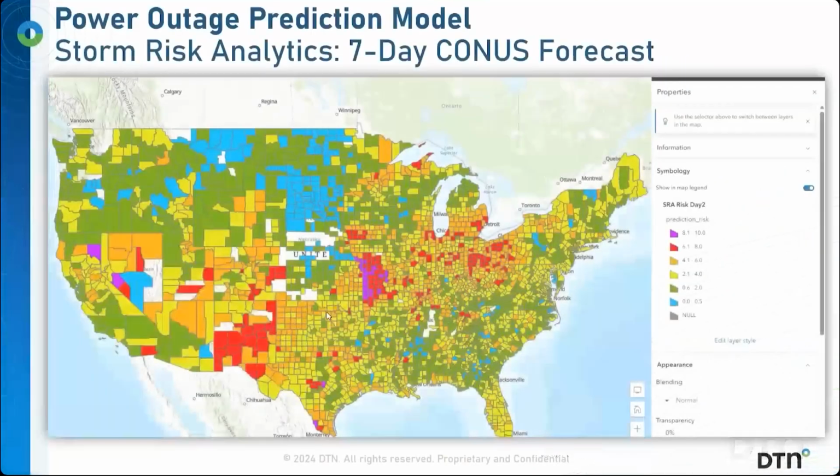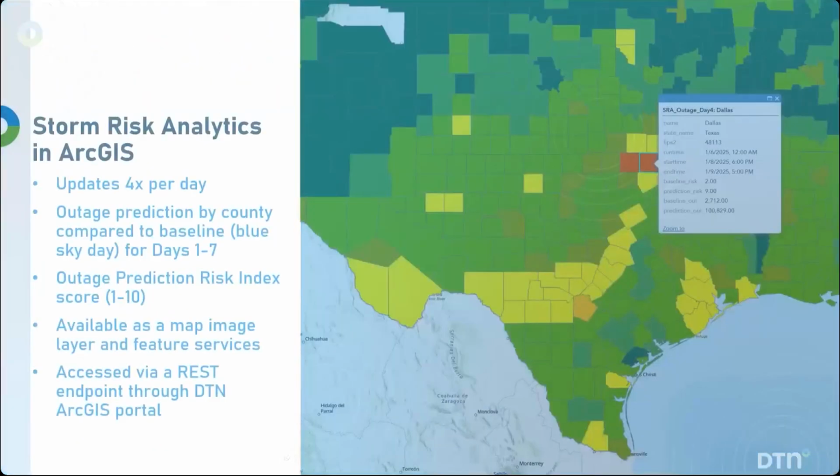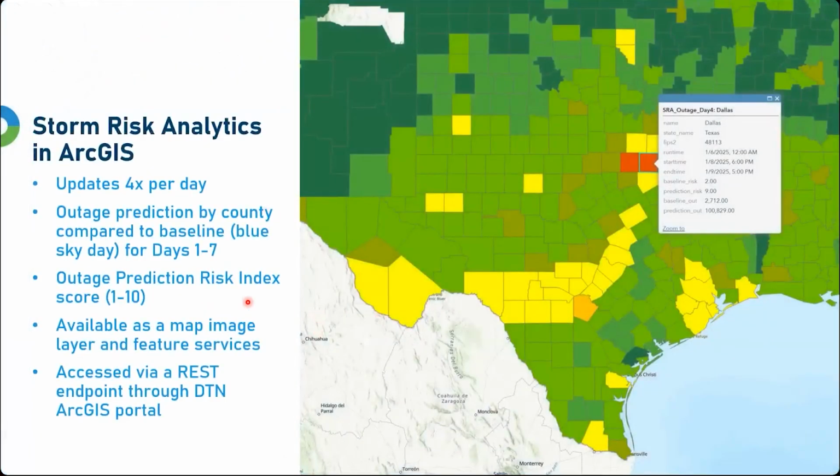So here's a quick look at a 7-day forecast of our Storm Risk Analytics in our ArcGIS portal. On the right is the 0 to 10 scale, showing the severity on day 2 of Storm Risk Analytics. The reds, oranges, and purples are top of the chart, meaning there's a high likelihood for significant outages for these individual counties across the central US in this case. Storm Risk Analytics does update in our ArcGIS environment within our data set 4 times per day. The predictions are by county.